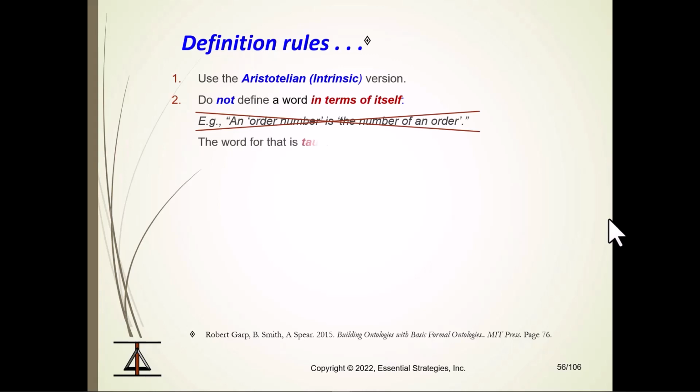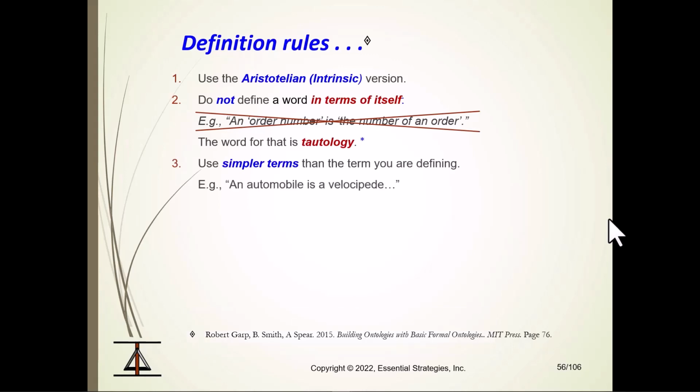This is what's called a tautology. Now, the definition of tautology does not show up in the dictionary as tautology, see tautology, but you get the idea. Use simpler terms than the term you are defining. For example, an automobile is a velocipede. No, that's not going to work.